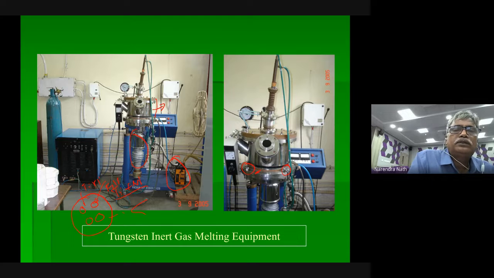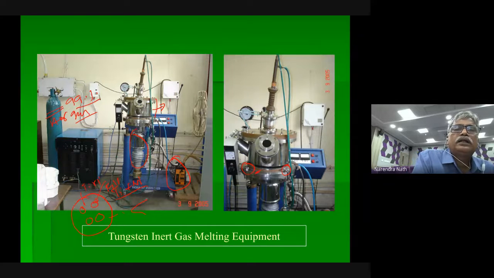Once that is done, we allow argon gas of 99% purity, filling the argon gas here. Then again we create vacuum, then again we fill argon, then again we take it out. In that way, we do this 2-3 times to ensure that there is no atmospheric air inside.